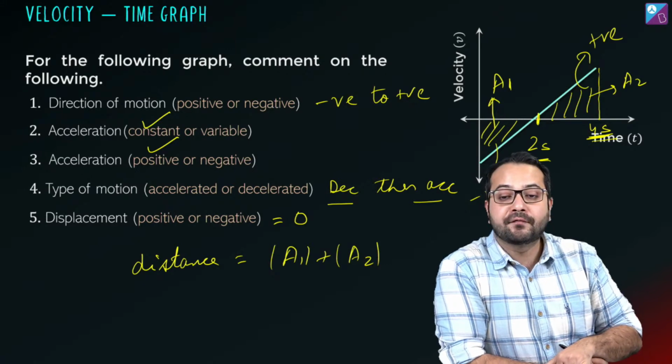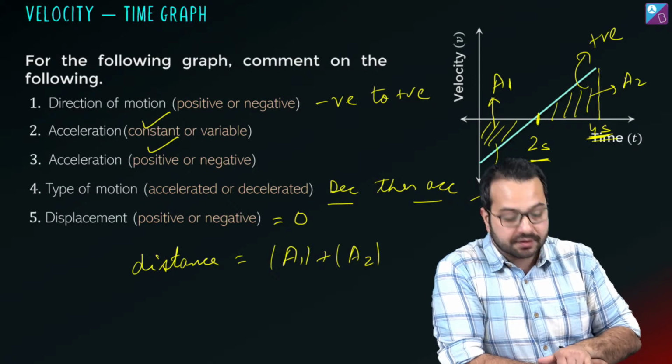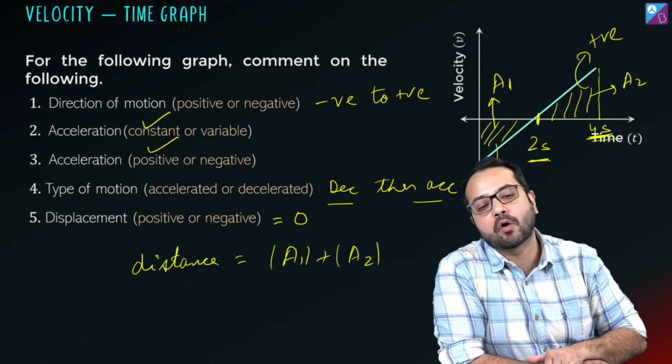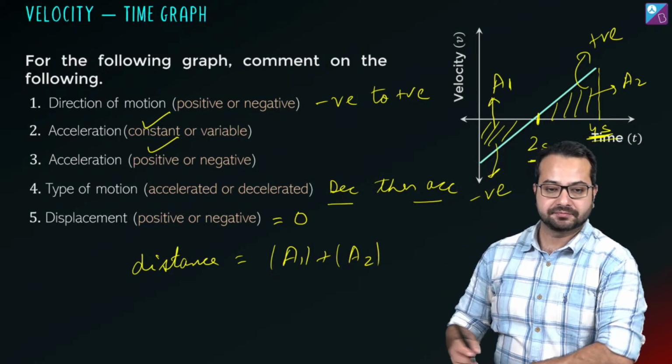Yes. So from a velocity time graph, we can also find the distance. All we have to do is, all the areas, we have to take the mod and add them. Correct? So we'll get the distance also. Clear? Chalo.